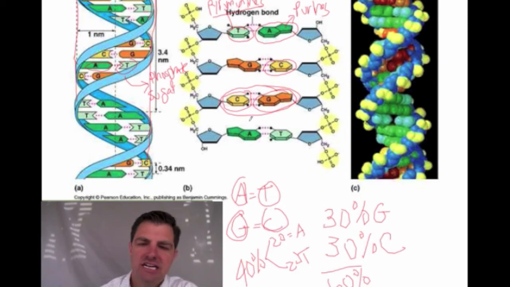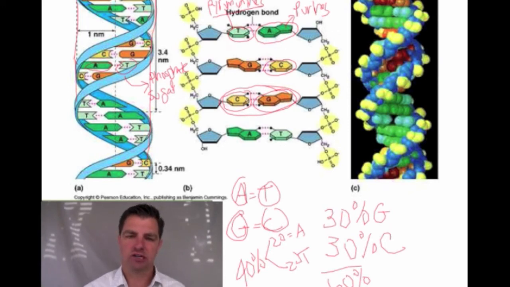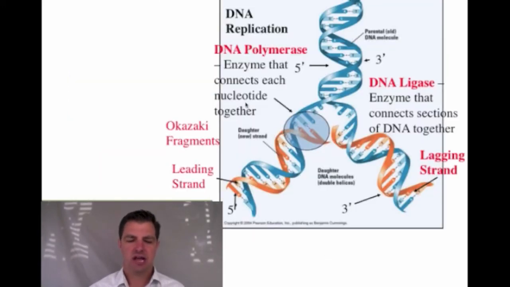So that's my DNA molecule. Again, it's a double helix molecule with my phosphate and sugars like that. And what really makes one nucleotide different from another is the nitrogenous base. And again, adenine's always pairing up with thymine, and guanine's always pairing up with cytosine.